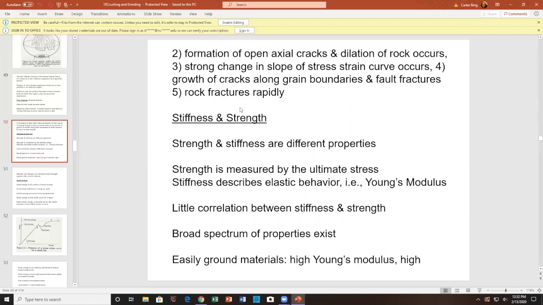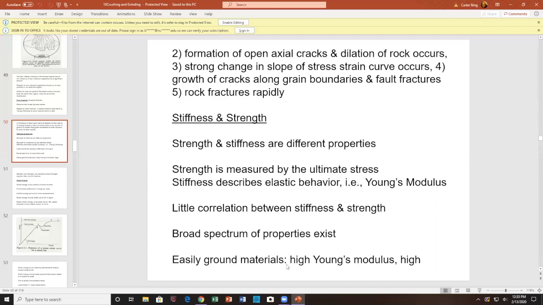Coal is already pre-crushed by the motion, and the earth pre-crushes coal. So that makes the mining of coal real easy. So anyway, we have strength and stiffness, which are different properties, right? Strength is measured by the ultimate stress. Stiffness is described by the elastic behavior. There is little correlation between stiffness and strength. You have a broad spectrum of properties that exist.